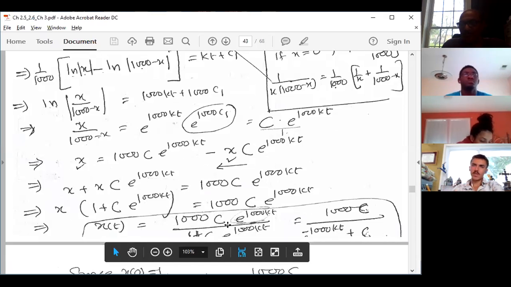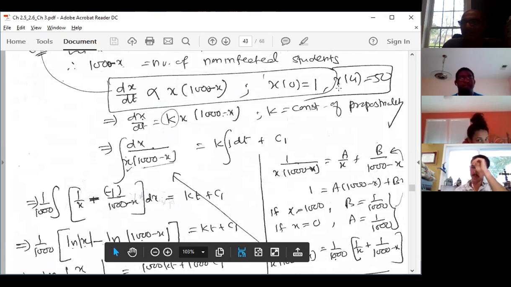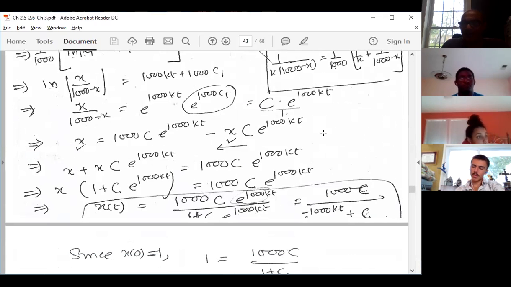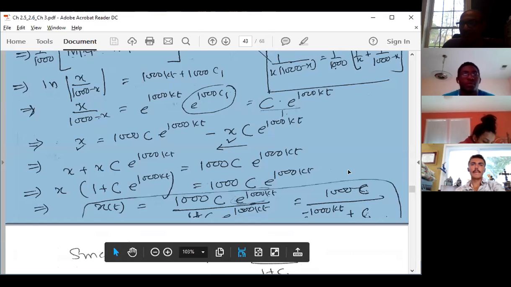So 1000 C over, here it is e to the power 1000 kt, but nothing is there. So let me write negative because you are dividing throughout. So e to the power negative 1000 kt, and this will be plus C. So this is your x(t). Now I'm going to use my first initial condition, x at 0 equal to 1, and then the second, because I have right now two constants. One is k and another is C. Agree? k and C.